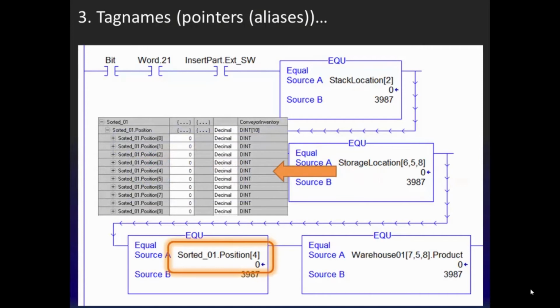This one is a little different. We call this sorted. This is a single element array, but it is a member of conveyor inventory. So picture, if you will, that we have a user-defined data type called conveyor. The class of objects is called conveyor inventory, and the name or the instance is sorted 1.